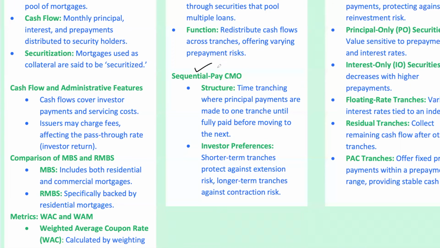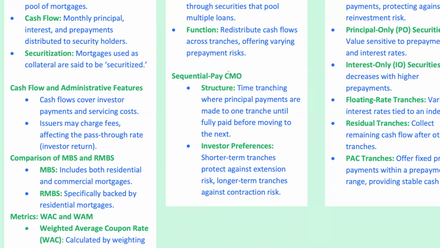In a sequential pay CMO, principal payments go to one tranche at a time, providing a clear repayment order. This tranching setup gives investors options. Some tranches have shorter average lives for those who prefer faster repayment, while others have longer durations.